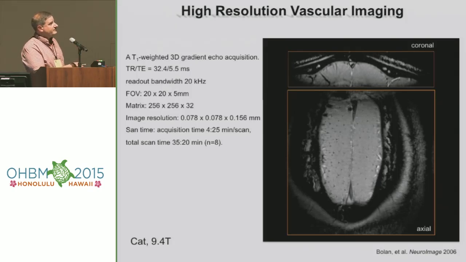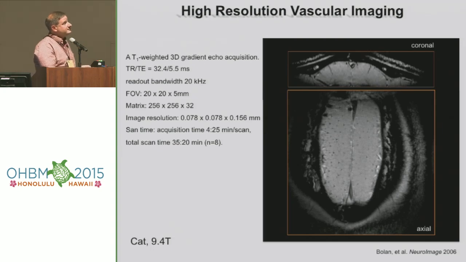Most of the studies that we did, the development, was done with anesthetized cats, and this was done on a 9.4. What we have here is a high-resolution T1 weighted image. It's an axial view looking from the top of the surface down into the brain, and we have a coronal view running back and forth across the images. We can see these dark lines coming in and out as we scroll through the plane. Now these are vessels, and they are veins.